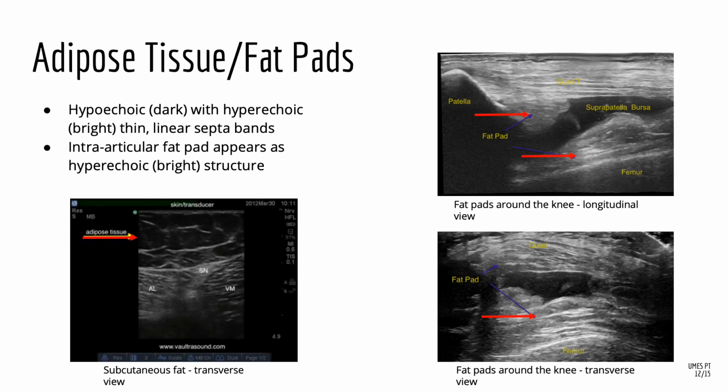Next, we have adipose tissue or fat pads. They're hypoechoic dark with hyperechoic bright thin linear septa bands. Intraarticular fat pads appear as hyperechoic bright structures. So the pictures to the right show fat pads around the knee in the longitudinal and transverse view. The fat pad appears hyperechoic instead of the appearance of the subcutaneous fat in the bottom of the picture. So here are the fat pads right here and there, and then again over here. And then over here, this is just adipose tissue, like subcutaneous fat right here.